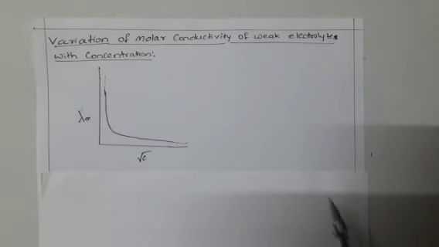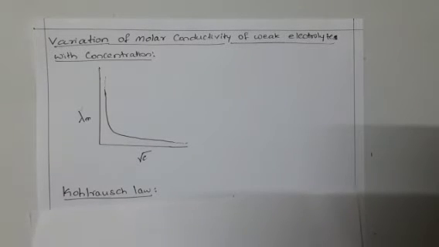So for that, another method is there. There was a scientist whose name was Kohlrausch. He gave his law. Let's study the Kohlrausch law. Important questions come from this part, that is, what is Kohlrausch law. So we'll study Kohlrausch law. Kohlrausch was a scientist.